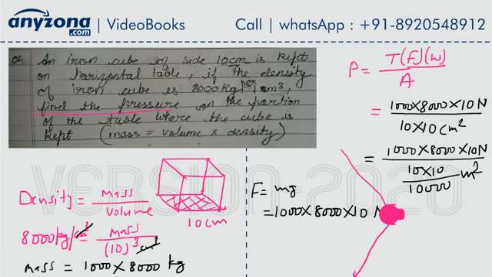Okay, this is something complicated. Wait a minute. Wait a minute. 1000 into 8000 into 10, okay, Newton upon 10 into 10, and this becomes part of the numerator also, okay. This becomes part of the numerator, 10,000.